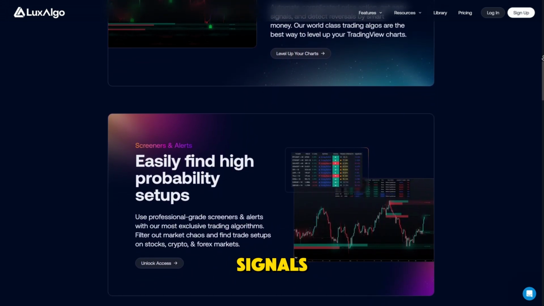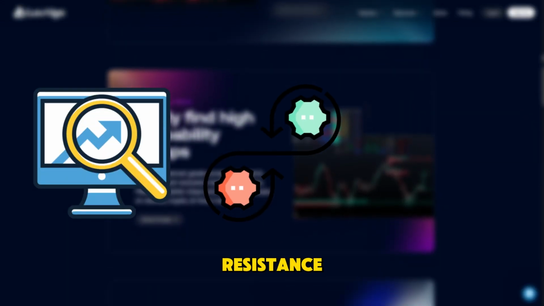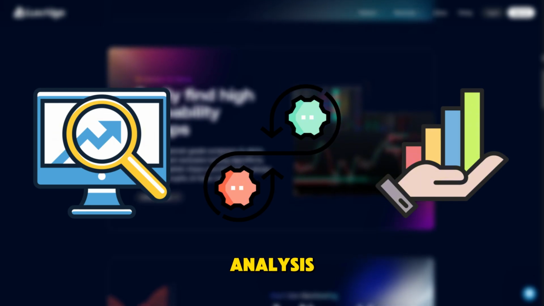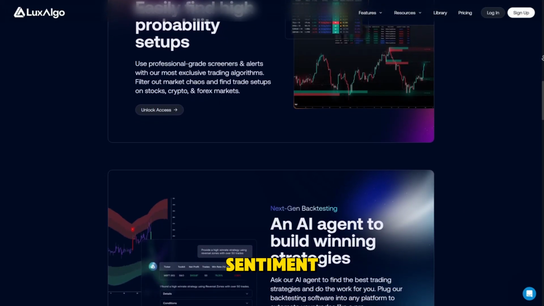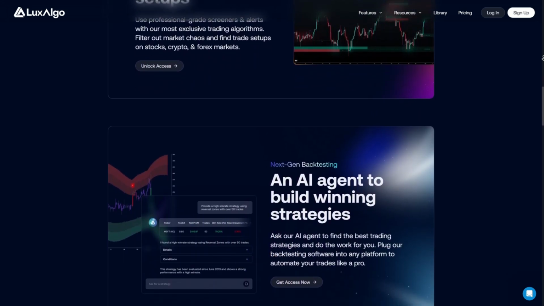Beyond simple signals, LuxAlgo includes automatic trend lines, dynamic support and resistance levels, and volume-based analysis. These features help identify potential reversal zones, continuation patterns, and breakout points. There's also a sentiment dashboard showing trend direction, market momentum, and volatility at a glance.